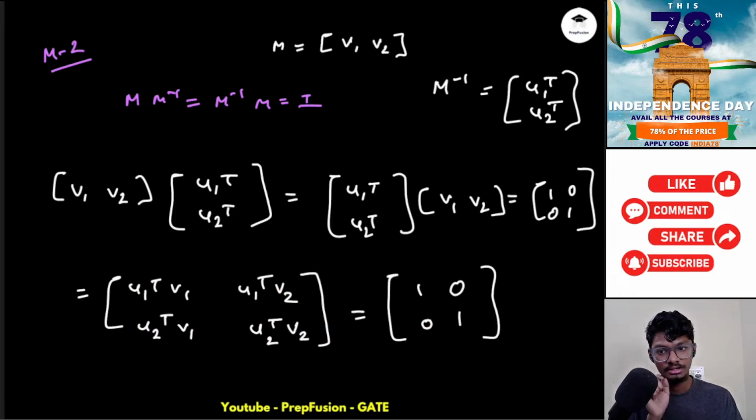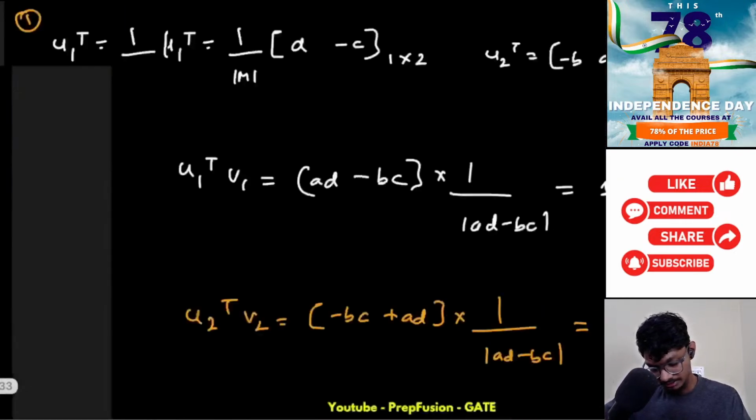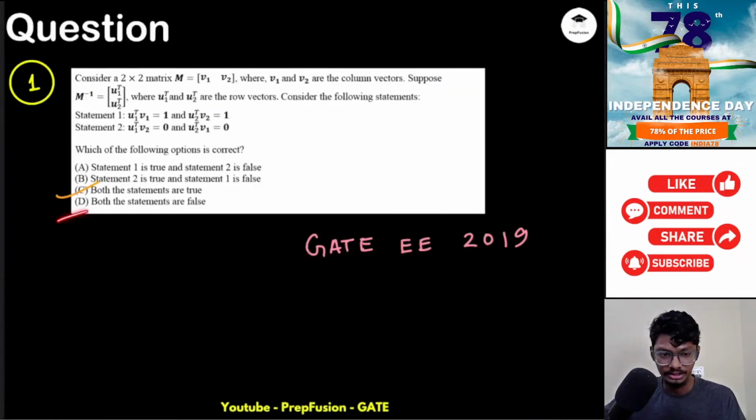Basically, if you remember the property, this is the property of orthogonality, right? If you remember it correctly. So here u1 and v2 are orthogonal basically. Both the statements are correct, so option C will be correct. So Gokul, you can say any comments, like if your doubt got cleared or not. Okay.